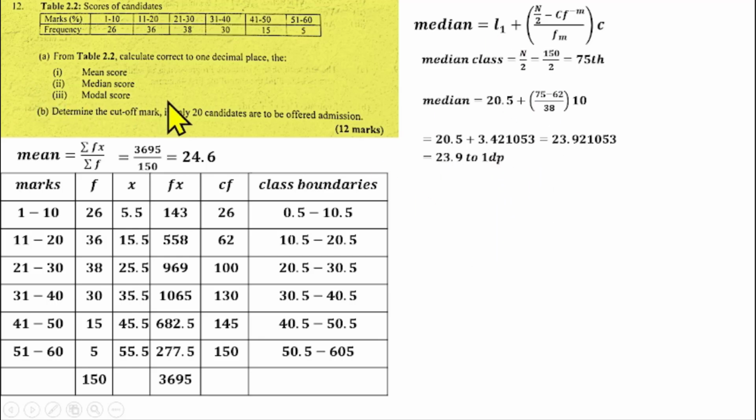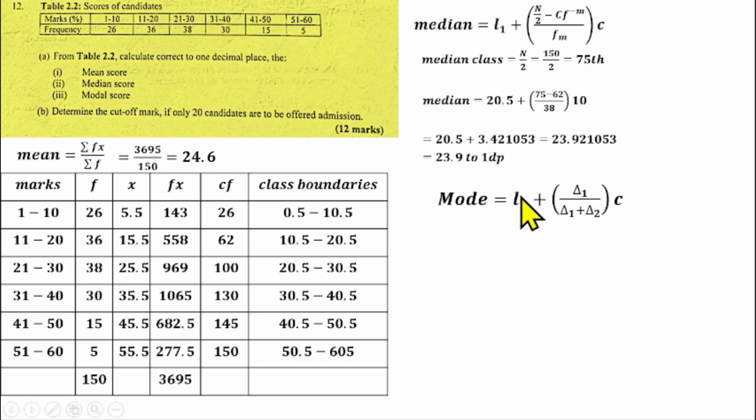The next one is the modal score, which is the mode. We have to find the mode. Mode is L1 plus delta 1 over delta 1 plus delta 2, multiplied by the class size. What does L1 mean? L1 means the lower class boundary of the modal class. Delta 1 is the frequency of the modal class minus the frequency before the modal class. Delta 2 is the frequency of the modal class minus the frequency after the modal class. Then multiply by the class size.